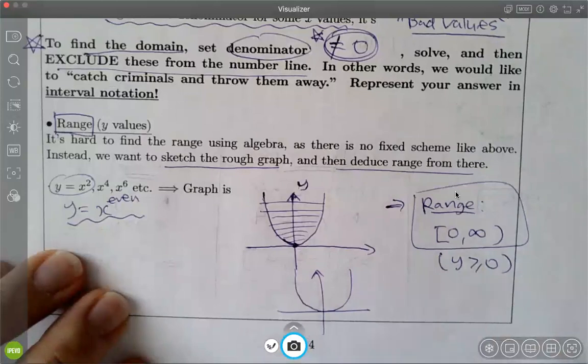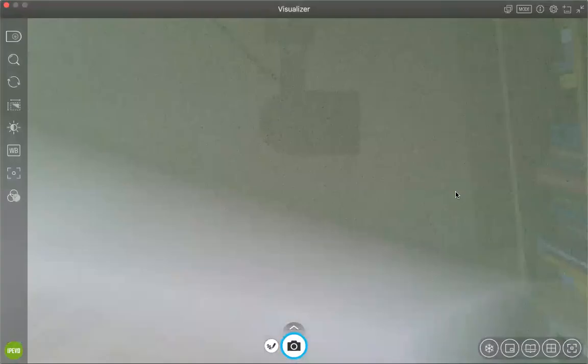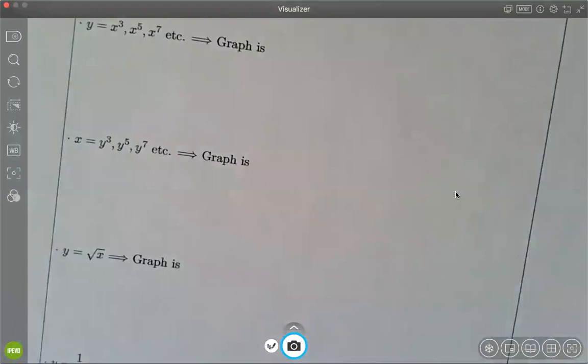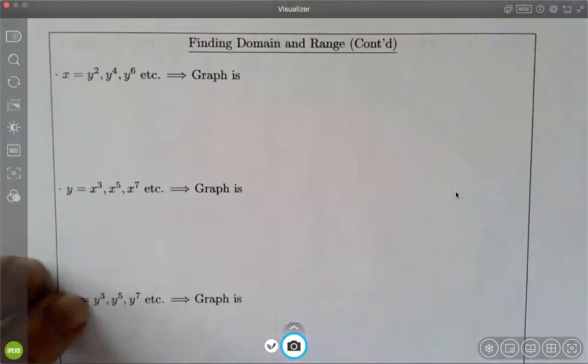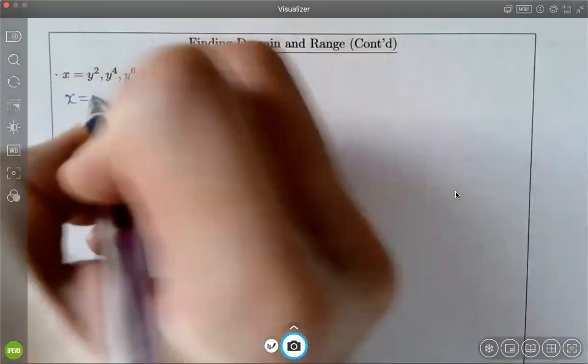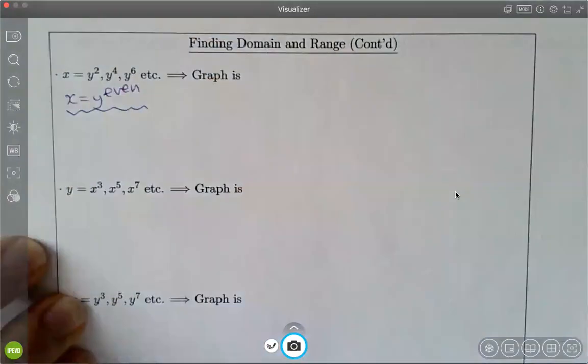Now, conversely, can I go to the next page? Now, conversely, we have x equals y to the even power. Has anybody seen the graph of this equation?